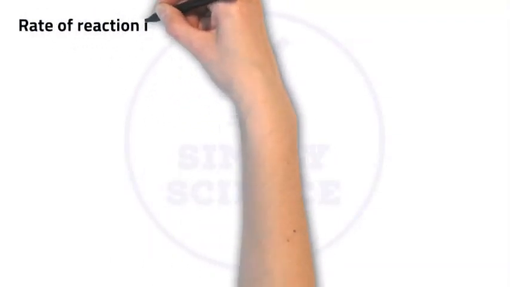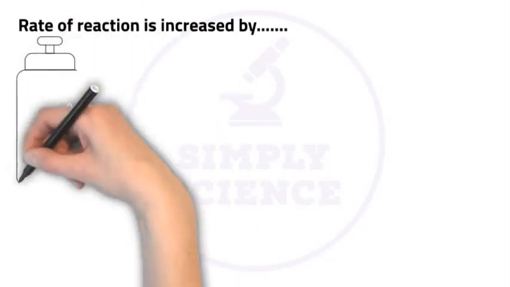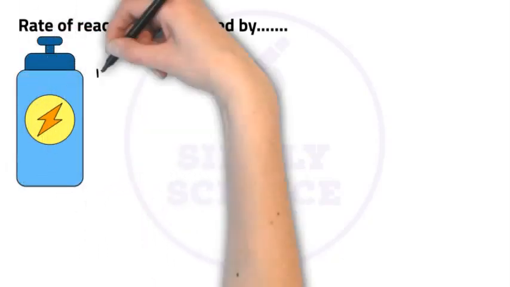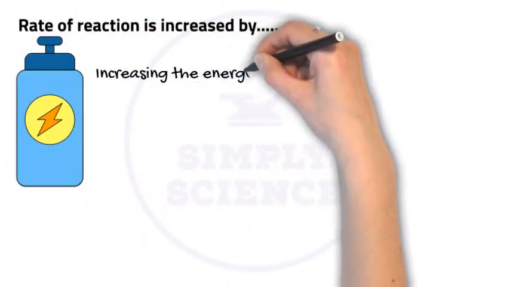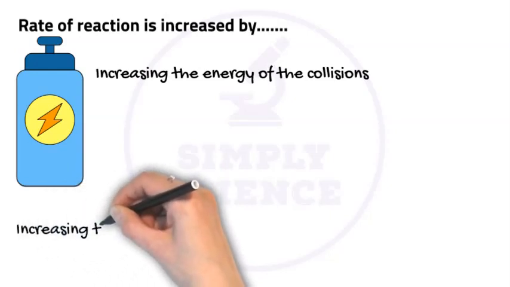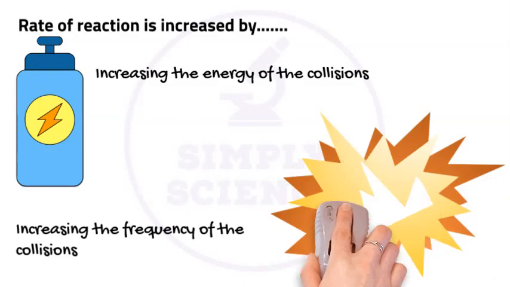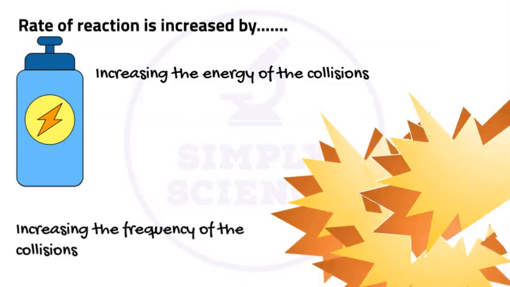There are two ways to increase the rate of reaction. By increasing the energy of the collisions. This can happen by heating the particles or reducing the activation energy. Or by increasing the frequency of the collisions. This can happen by exposing more particles to the other reactant so more collisions can happen in a given time.